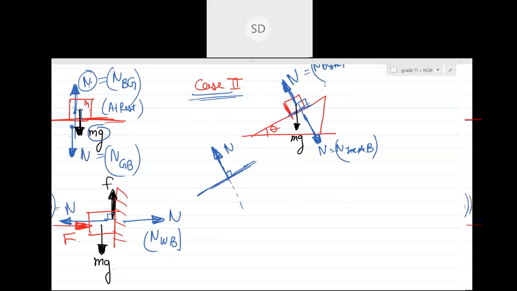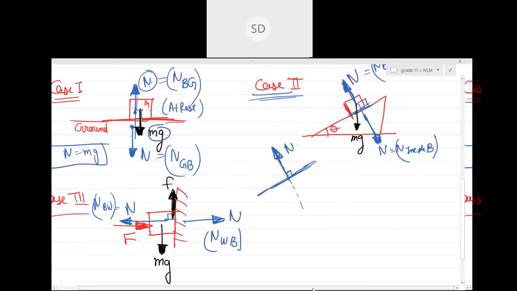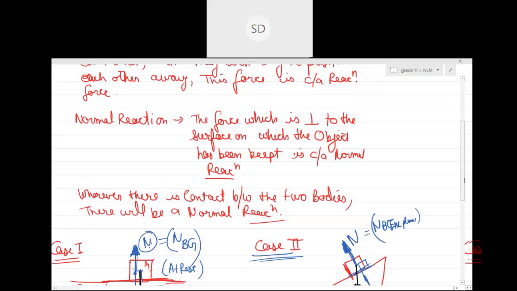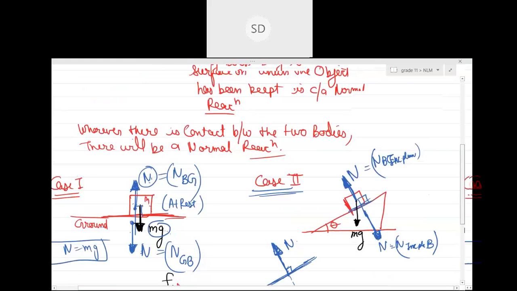Okay. So we were discussing case 4. We discussed the different types. I told you this particular thing, and also had you note it down: always, wherever there is contact between bodies, there will be a normal reaction. Always remember, normal reaction will be perpendicular to the surface on which the object has been kept or placed.